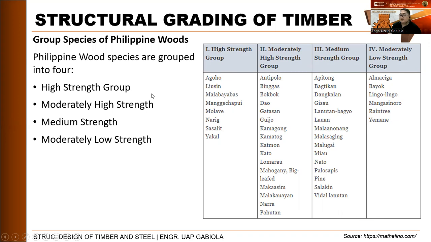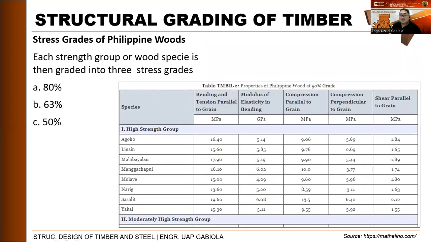Okay? And then we have also yung mga stress grade ng Philippine woods. Okay? So, si National Structural Code of the Philippines, ginroup niya into 3 yung mga stress grade natin. Okay? Sa 80%, 63%, and 50% stress grade. Okay? So, depende doon sa inclusion niya. So, siyempre, paglaki ng stress grade, paglaki ng presyo, paglaki ng capacity niya, no? So, halimbawa, 50% graded lang siya.